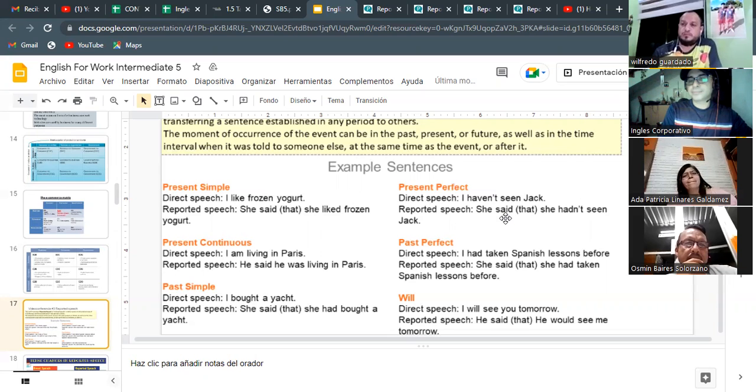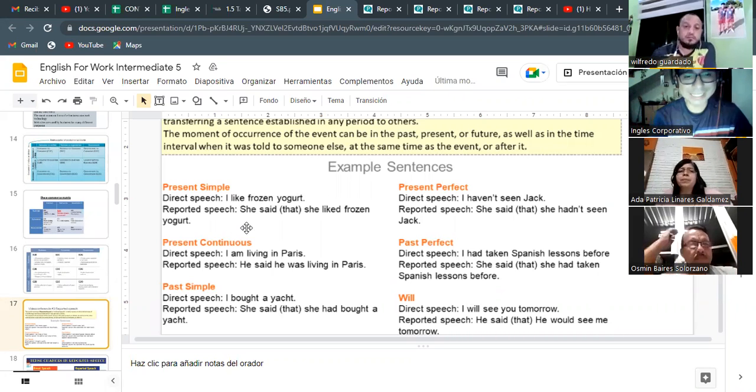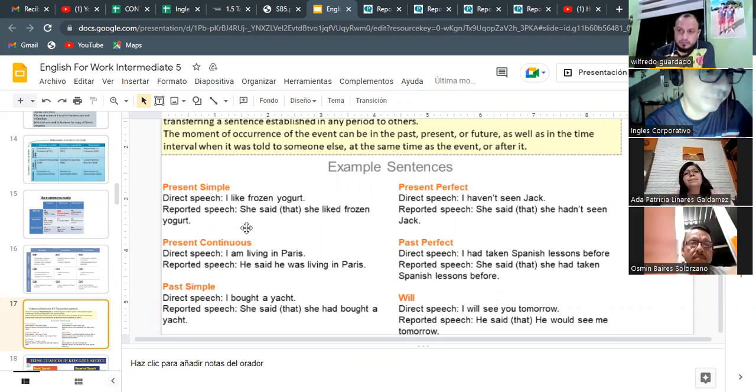So in the reported speech, you see that there are two verbs. For example, she said that she liked frozen yogurt. Question for you, what is the main verb, the principal verb in the reported speech sentence? Liked. Very good. She said is something that is like a complement, but it goes before. But the main verb is going to be she liked. So that is going to be the main, the principal verb of the sentence.